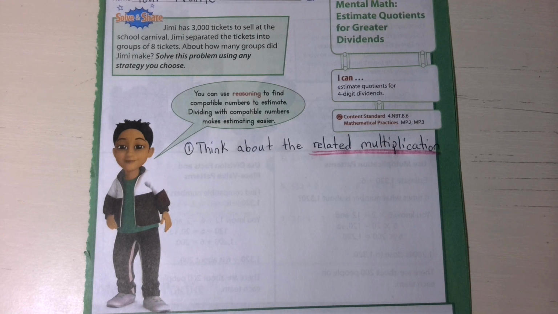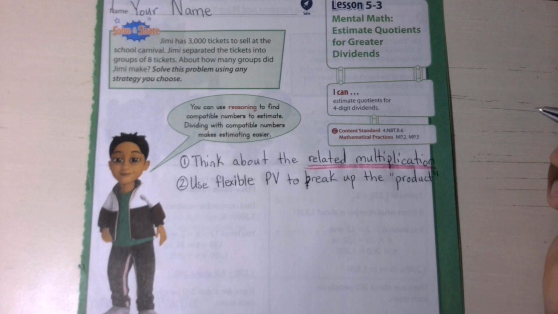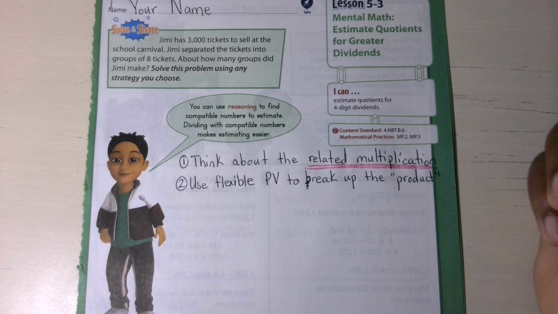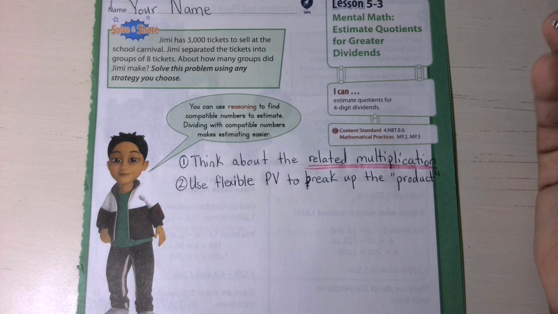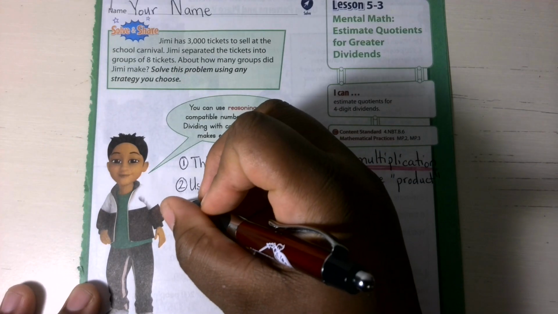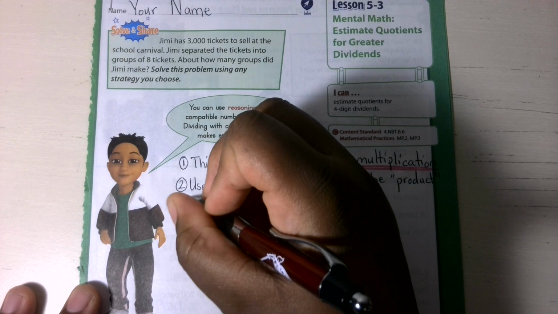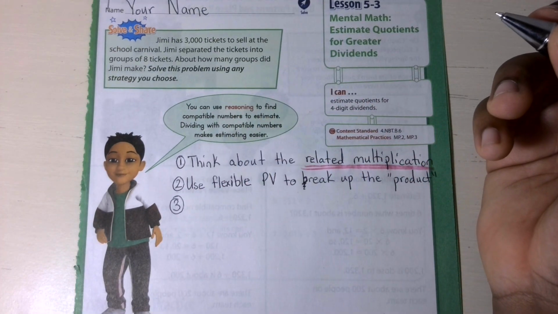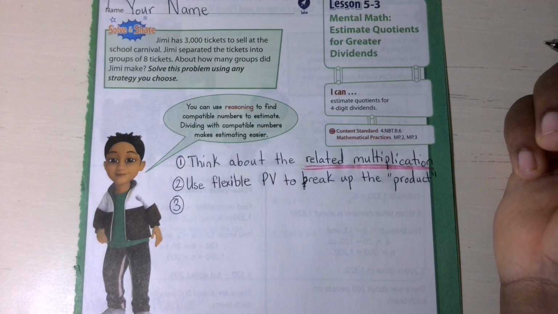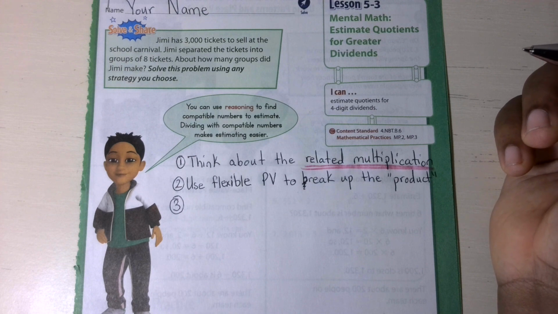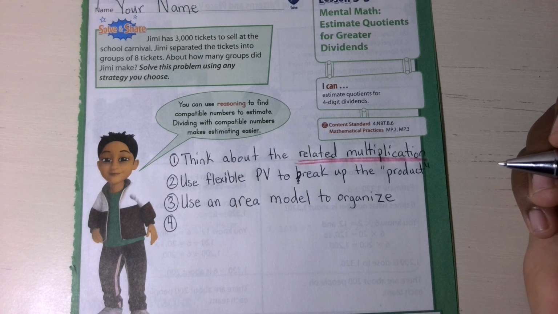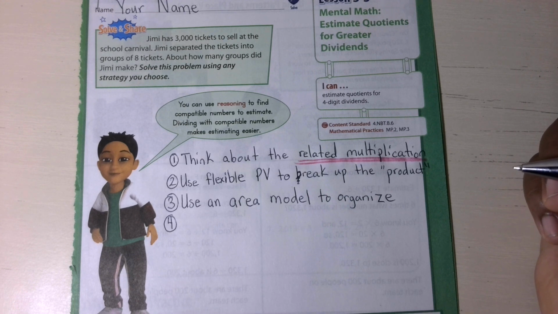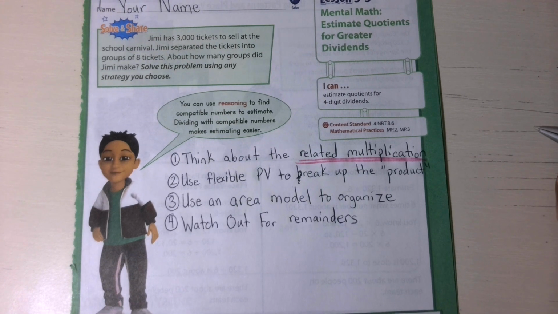And then I want you to use flexible place value. We'll use that flexible place value to break up the product of that related multiplication problem. And the third thing we're going to do is organize all of this work in an area model. So we're going to use an area model to organize the problem as we break it apart. And as we're going with our area model, we need to be mindful of the possibility of remainders.